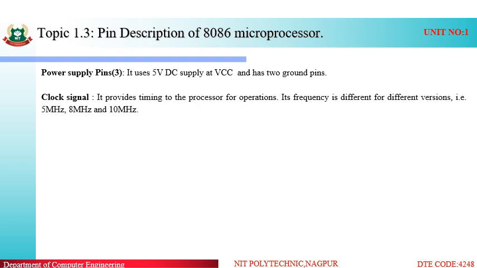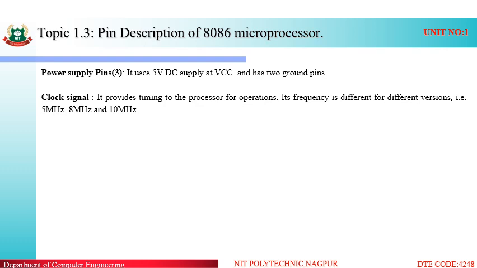Its frequency is different for different versions. Depending upon the version of 8086 we are using, the frequency of the processor is measured, like 5 megahertz, 8 megahertz and 10 megahertz. The processor which has clock pulses of more frequency, like our recent Pentium processor, works on clock pulses of gigahertz. Our Pentium which we are currently using works on clock frequencies in the form of gigahertz.